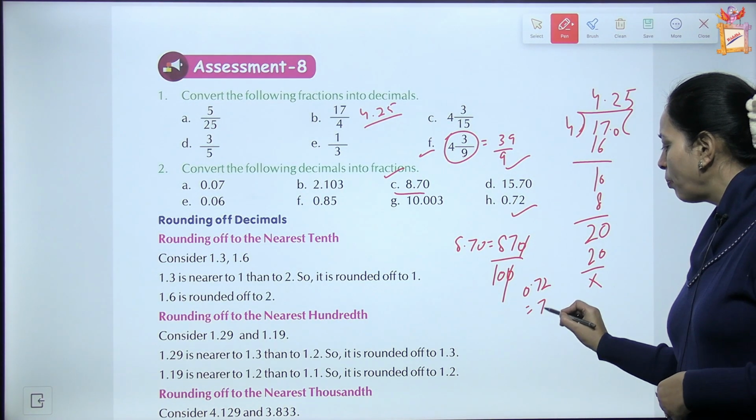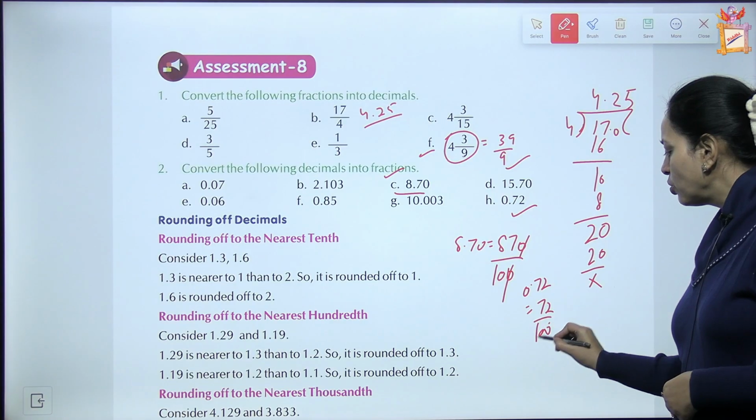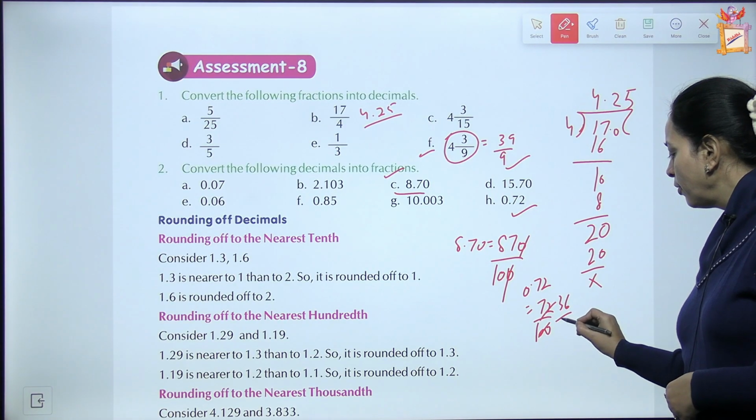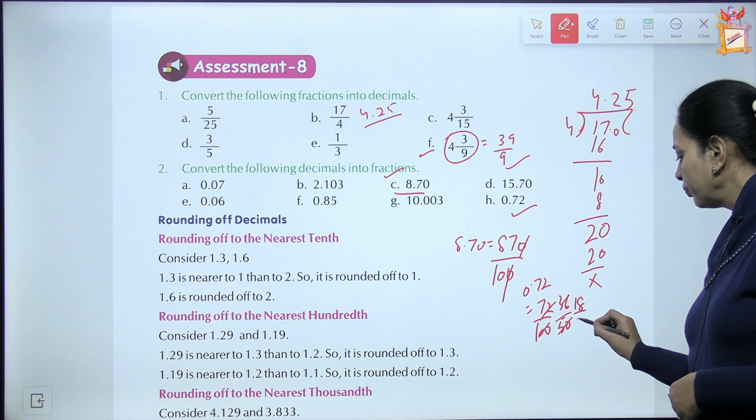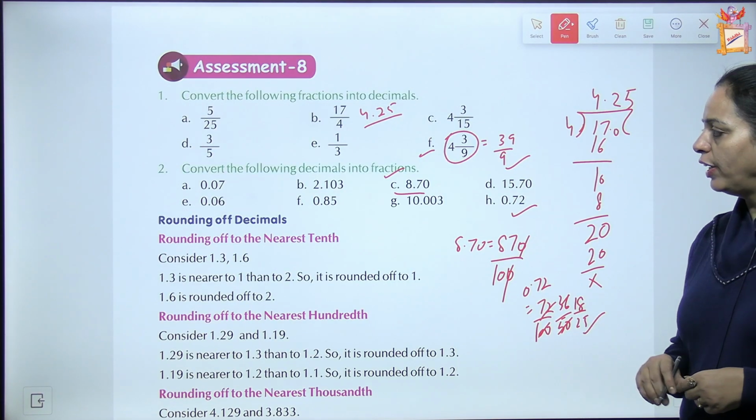Like h part 0.72. So 72/100. Cut it by 2. Again by 2. This is the value, right?